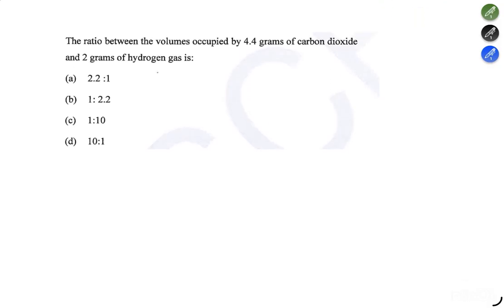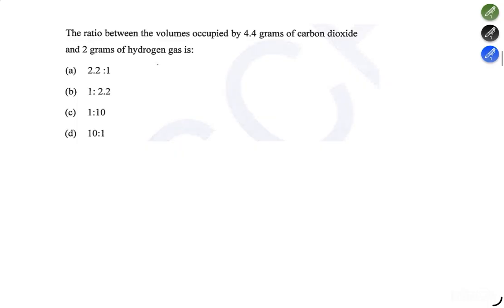This is another MCQ. Ratio between the volume occupied by 4.4 gram of carbon dioxide and 2 grams of hydrogen gas. So now here they are asking a ratio. Whenever they ask this ratio, the first thing you have to think is, I have to compare the data given in the question here: 4.4 gram of carbon dioxide and 2 gram of hydrogen gas. And they are asking the ratio of volumes occupied by them.